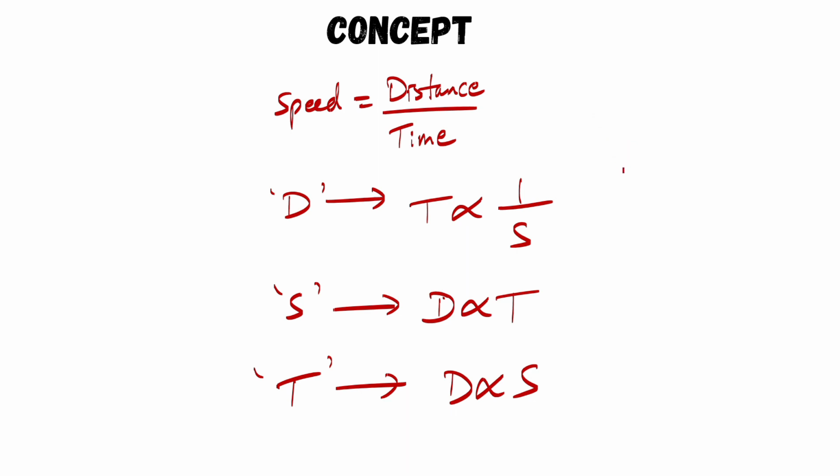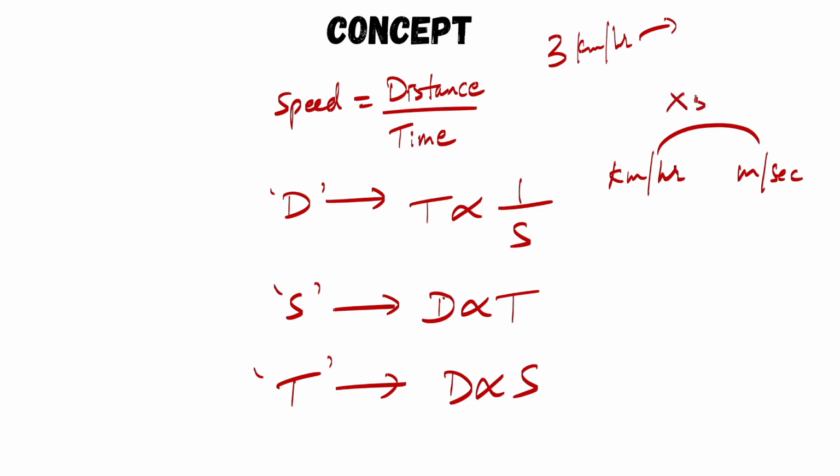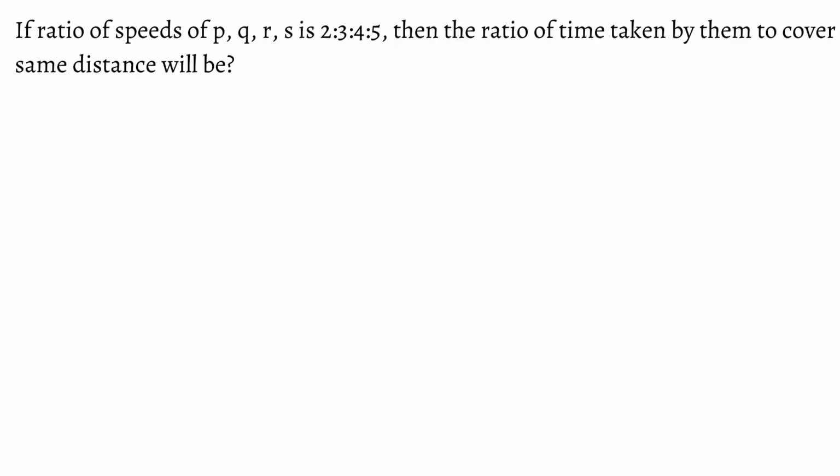The next thing is converting kilometer per hour into meter per second and vice versa. How can we convert kilometer per hour into meter per second? Let's say we have 3 kilometer per hour. How to express this in meter per second? You can just multiply by 5 by 18 to convert anything in kilometer per hour into meter per second. Whereas to convert meter per second into kilometer per hour, you multiply it by 18 by 5. Let's solve this simple example.